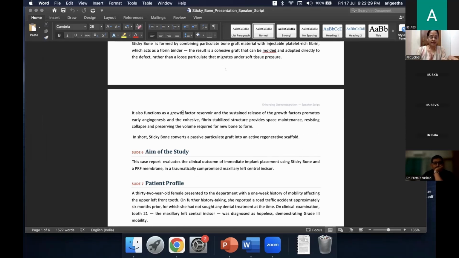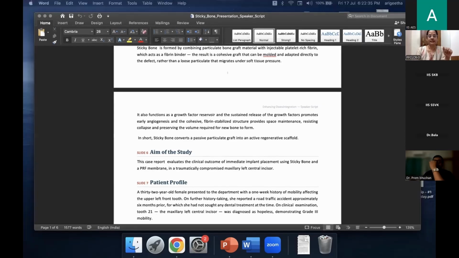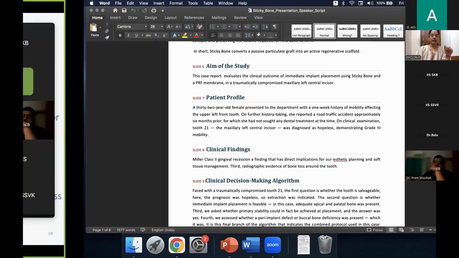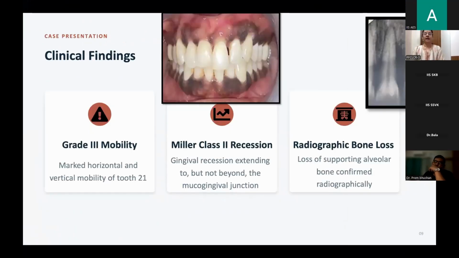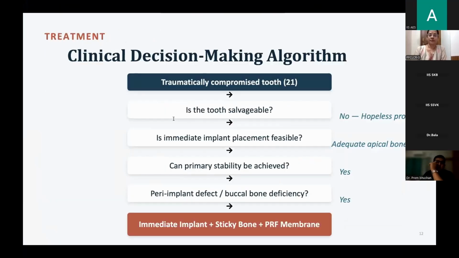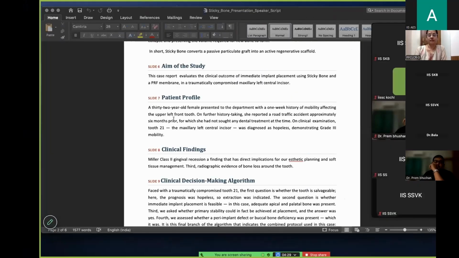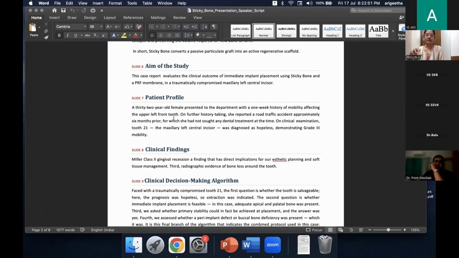On clinical examination, the maxillary left central incisor was diagnosed as hopeless, demonstrating grade 3 mobility. The other clinical findings were a class 2 gingival recession, and there was radiographic evidence of bone loss. So we came up with a decision-making algorithm. First, there is a traumatically compromised tooth. The first question is whether the tooth is salvageable. Here, the prognosis was hopeless, so we thought that extraction was indicated.